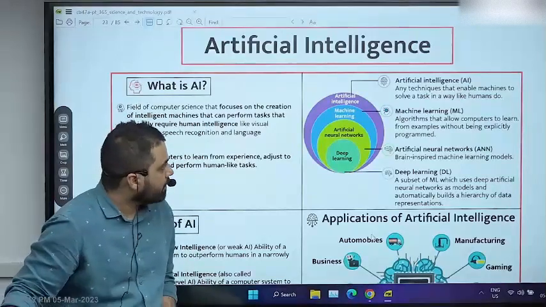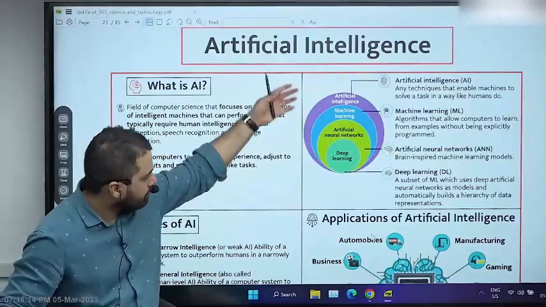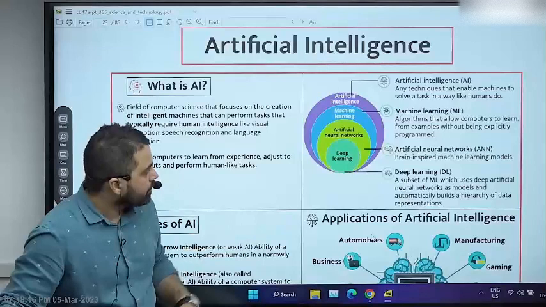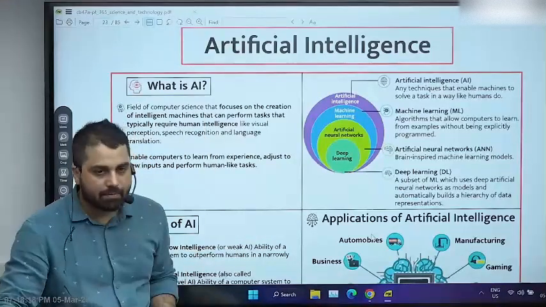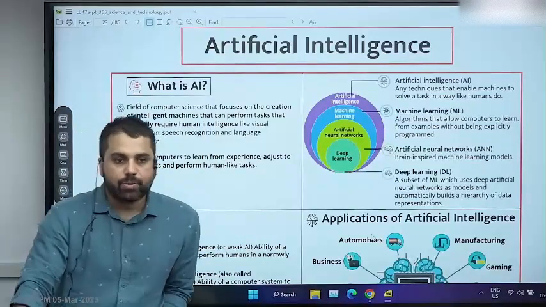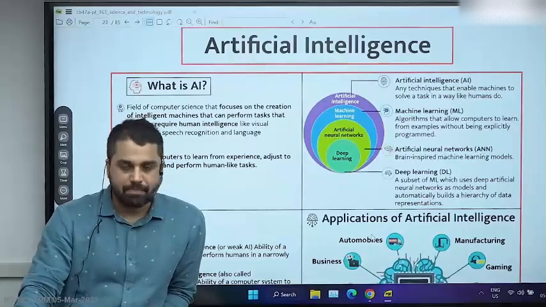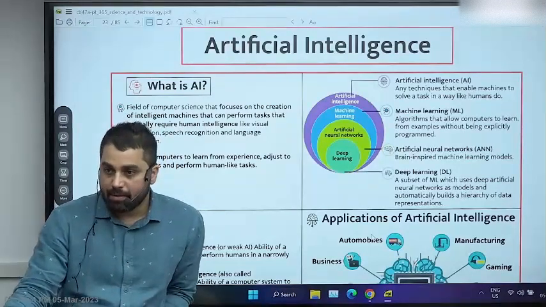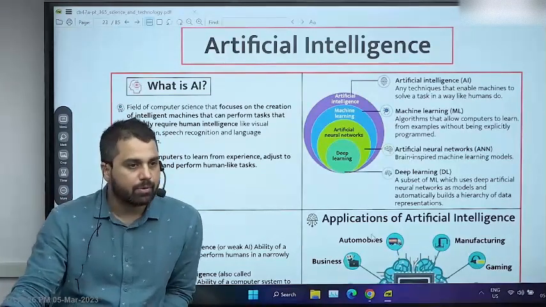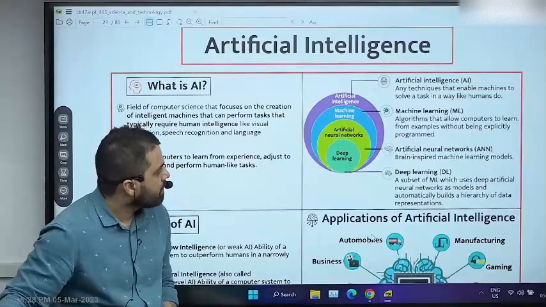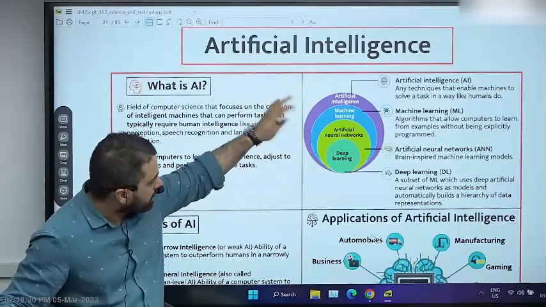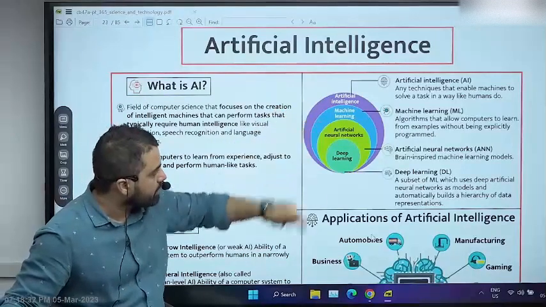So when I talk about artificial intelligence, there are some terms which you should know. AI is a broader topic, where we are talking about execution or decision making by a machine in a very similar or even perhaps better manner compared to what human beings can do. A subset of artificial intelligence is called machine learning.